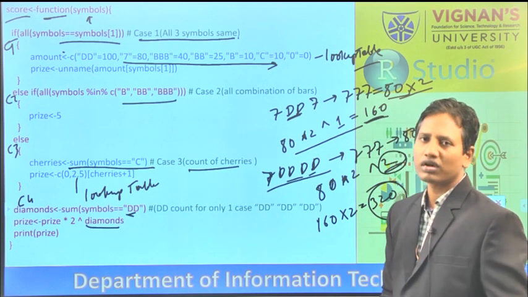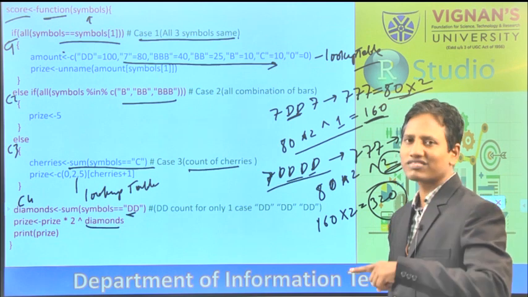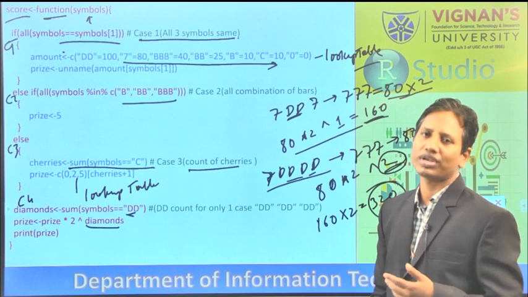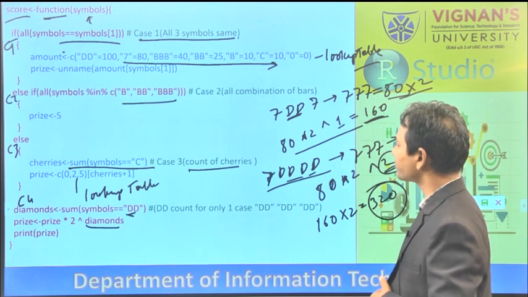So 2 times doubled the value 80. If you do it one time, you are going to get 160, and if you do it 2 times, it's going to be 320. So this is how it's going to work.